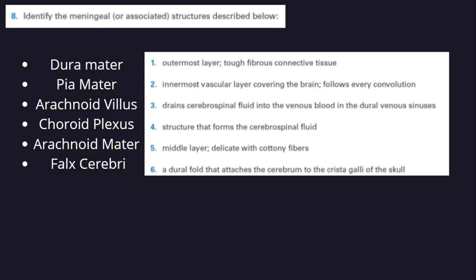Number 4. Structure that forms the cerebrospinal fluid: the choroid plexus. Number 5. Middle layer, delicate with cottony fibers: the arachnoid mater. Number 6. A dorsal fold that attaches the cerebrum to the crista galli of the skull: the falx cerebri.